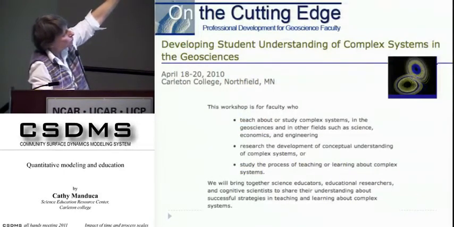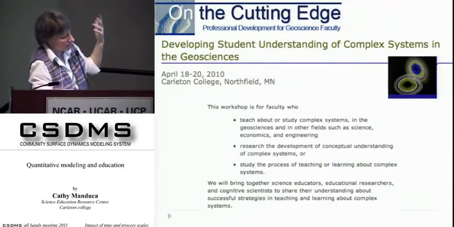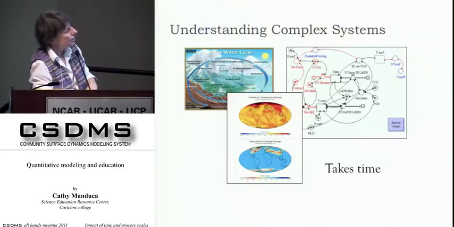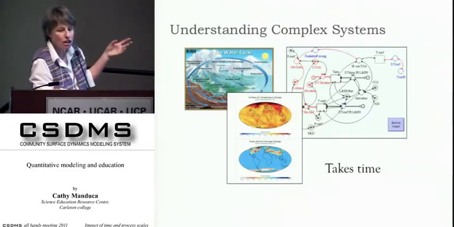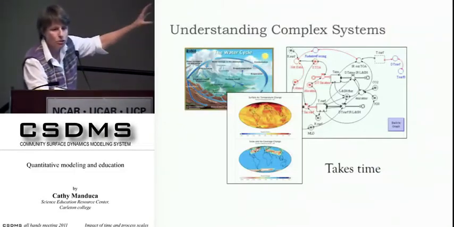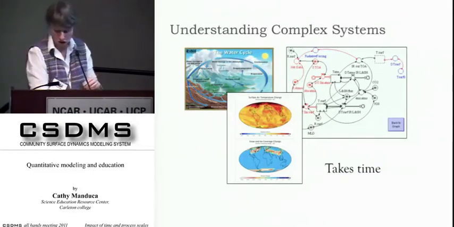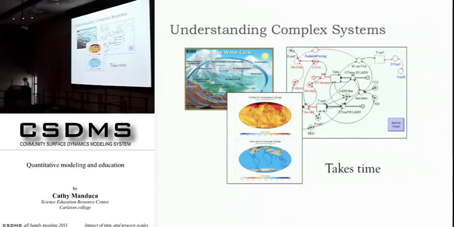We've brought together a lot of people who research and work in complex systems and their teaching of complex systems, and the first order conclusion is that understanding complex systems takes time. It's not something you can do in a single class. Anybody who's tried to do that can tell you that. And as a consequence, I'd say this is a huge argument for a learning progression that extends K-16, deals with models and complex systems. So I'll stop there. Thank you.